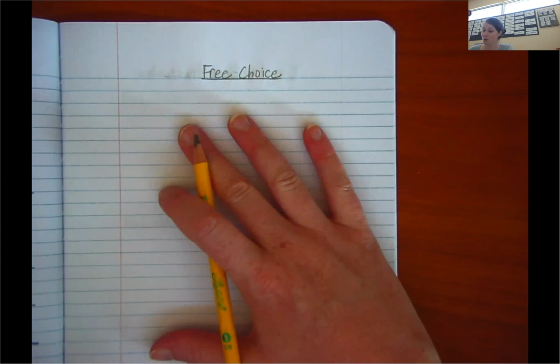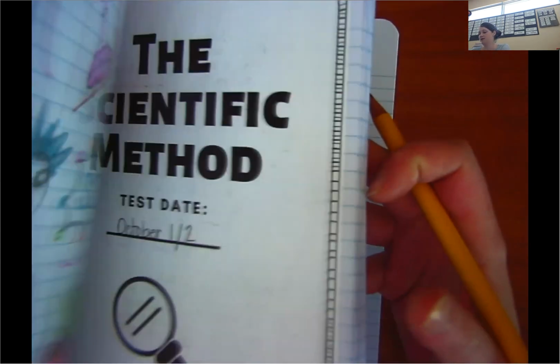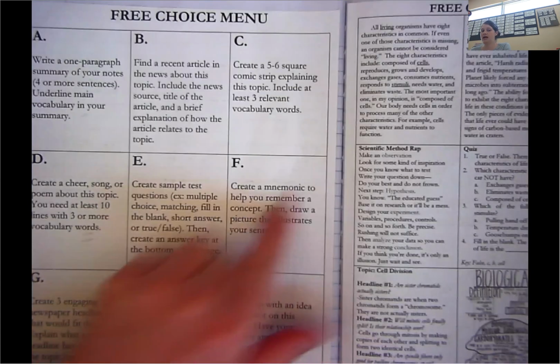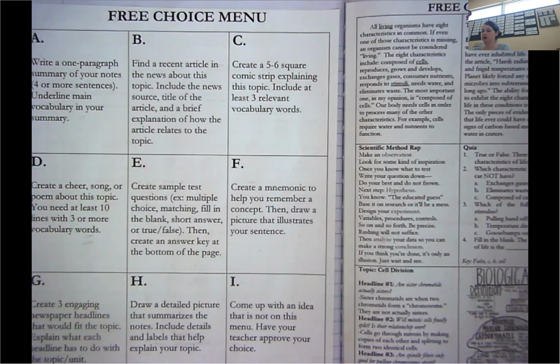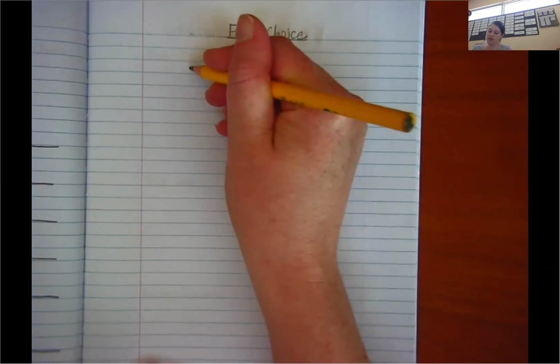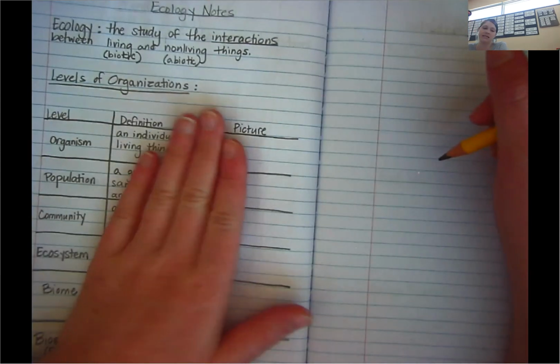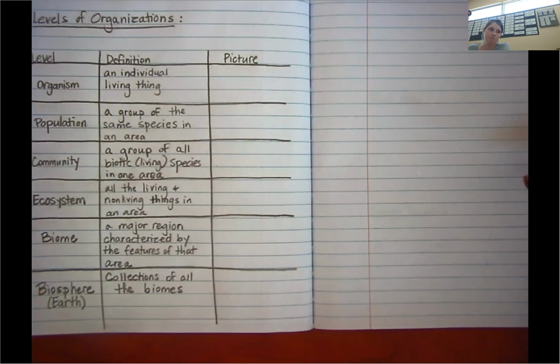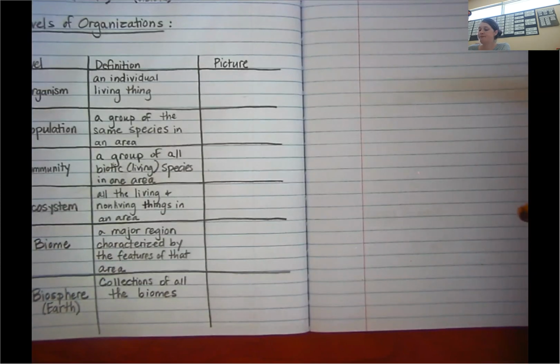This is a good one for the mnemonic. So if you really like creating little sentences to help you remember stuff, this is a good one for the mnemonic. But you can do any of the free choice options on page 1 in your notebook. So if you do the mnemonic, you could do the letters O, P, C, E, B, B from the notes, the levels of organization, and make a sentence and then draw a picture to go with it. If you choose to do that, make sure you're doing that picture component and you're also explaining a sentence summary of that. Okay, that's everything.